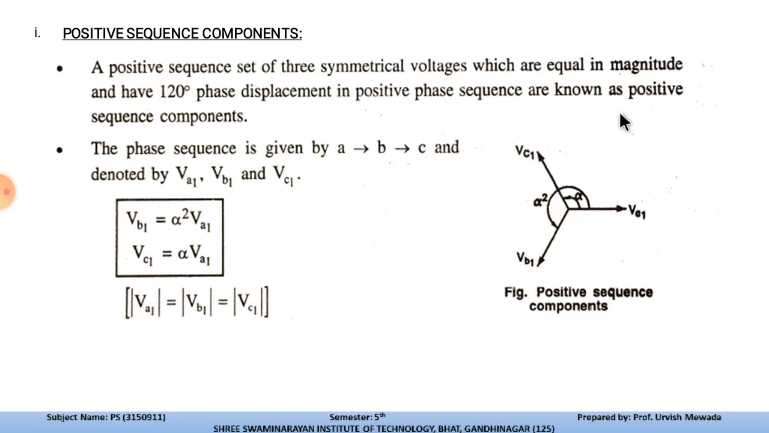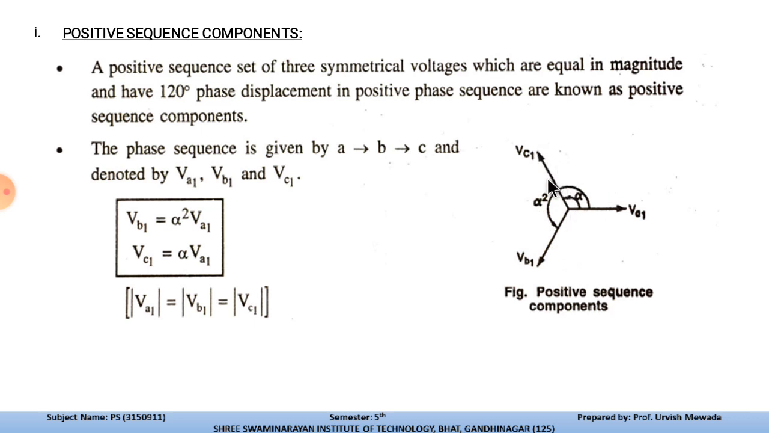Here the positive sequence component is a set of symmetrical voltages, which are equal in magnitude and have a 120 degree phase difference from each other. We have already defined the operator. The initial operator was alpha, so from VA1 to VC1 we have the alpha displacement of 120, then we have alpha raised to 2, and then alpha raised to 3. This is the separation of all these phasors.